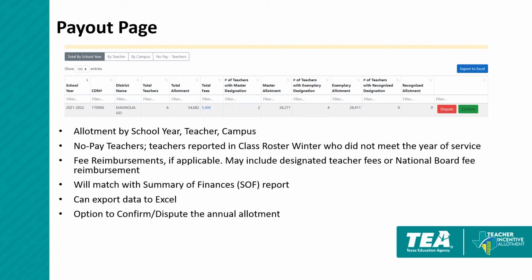On the total by school year, this should match the district's summary of finance report. You may export data from any of these options to Excel. Also note that during our annual processing of designations and allotments, you will see an option to confirm or dispute your annual allotment.